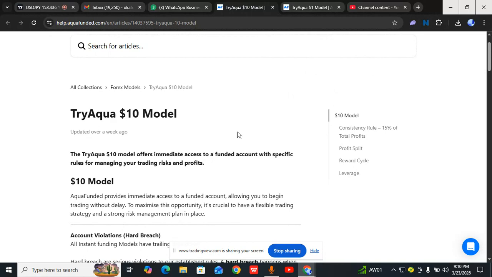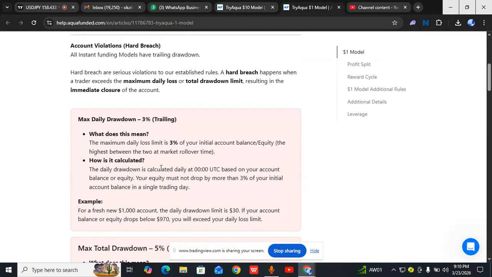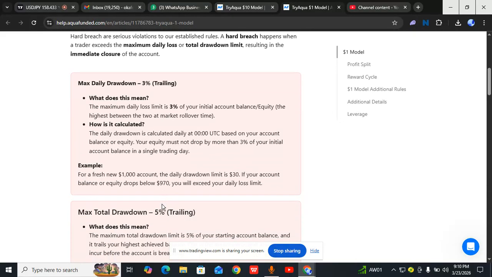1K does not have. So first, I'm going to start with 1K, and the main rule here is the daily and the maximum drawdown. Now, the daily is actually a trailing drawdown. What it simply means is that, let's say, for example, in a day you make 3% and you end up later losing 3.5%, your account is gone for that particular day. All right, in that particular day, your account is considered gone. So it is a daily trailing drawdown.